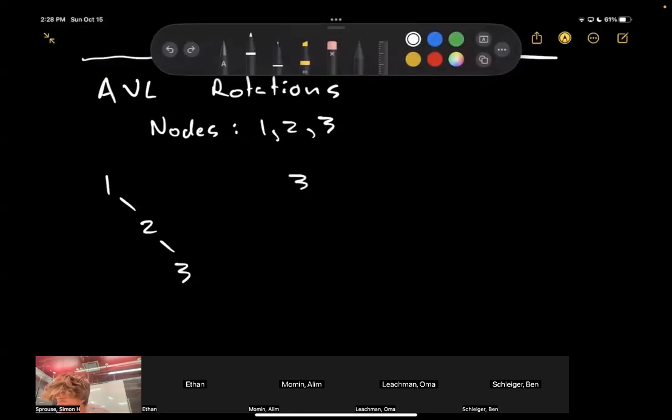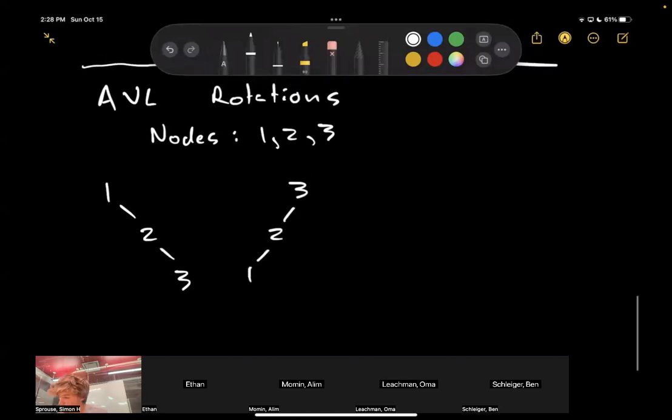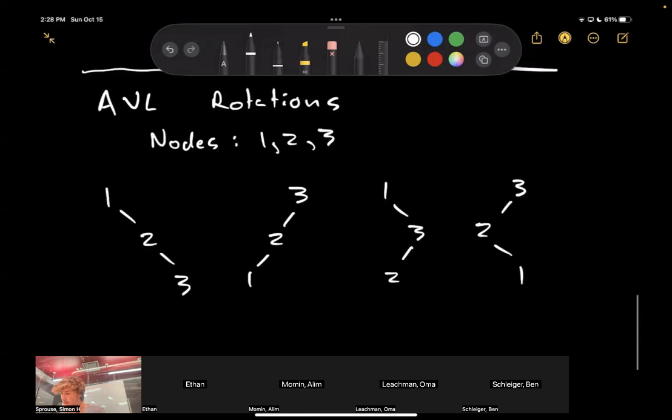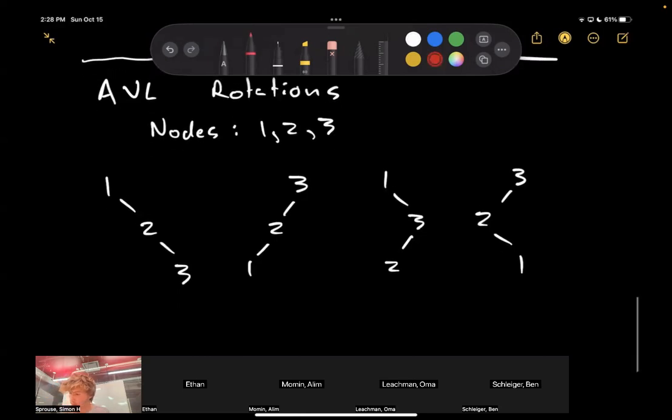We could have something in the opposite direction. So we could have three and then two and then one. And then we could have the bendy trees, which look like this and this respectively. So these are the four possible ways that you could break an AVL tree. As you can see, in each of these occurrences, this is going to have a balance factor of negative two. This is going to be two. This is going to be negative two, and this is going to be two. So these are all invalid.